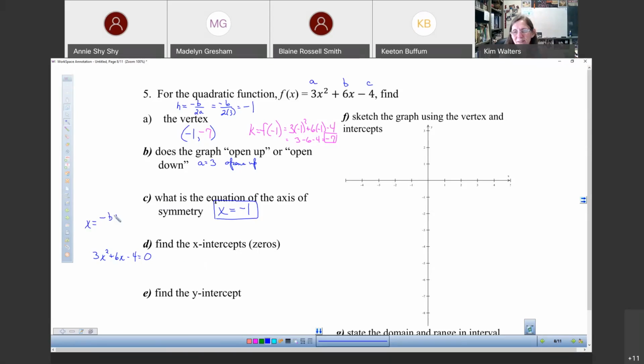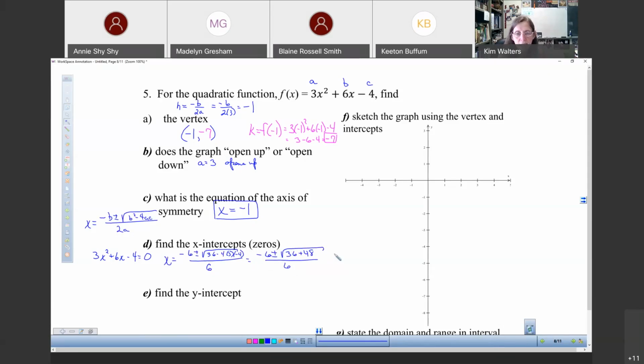Negative b plus or minus the square root of b squared minus 4 times a times c, all over 2 times a. So let's just plug it in. So this will also give me my x-intercepts. So negative 6 plus or minus the square root of 36, that's b squared, minus 4 times 3 times negative 4, all over 2 times 3, which is 6. And so I have negative 6 plus or minus the square root of 36 plus 48. This is so not looking like a lovely number.